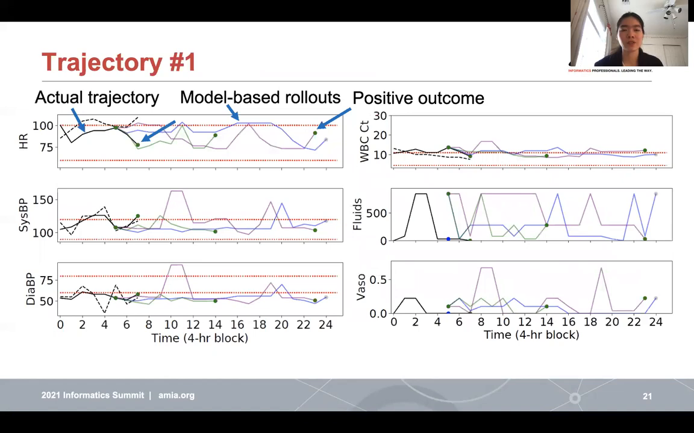Here we look at the trajectory for this patient. The actual trajectory is shown in black, and we plot the heart rate, systolic blood pressure, diastolic blood pressure, white blood cell count, fluids, and vasopressor levels. The red dotted lines represent the reference range. The actual trajectory ended in a positive outcome, as shown by the green dot. The model-based rollouts also end in positive outcomes, and they are shown in blue, green, and purple.